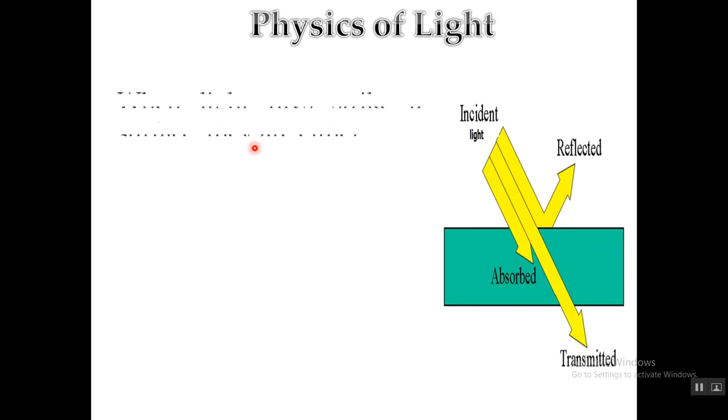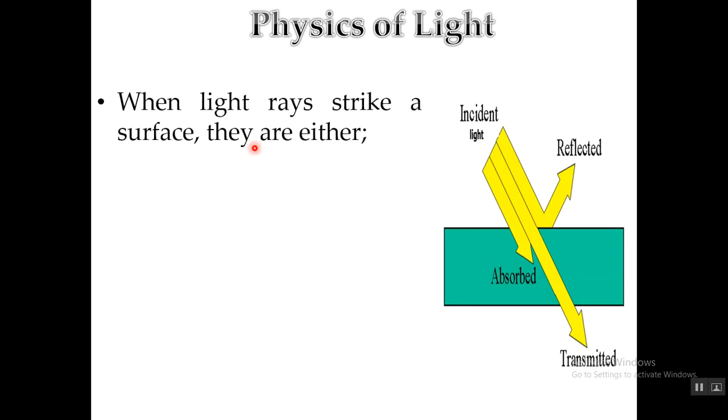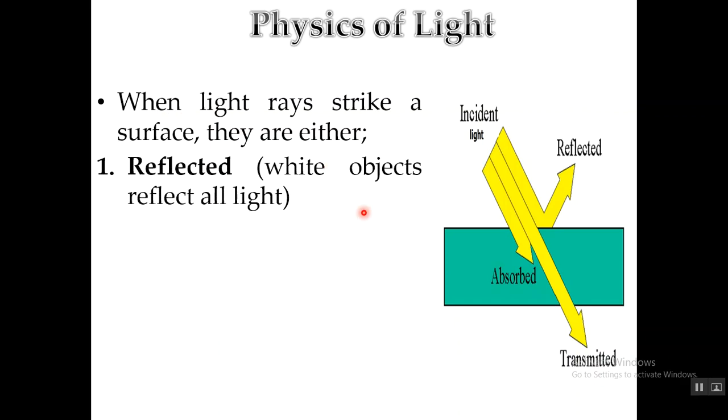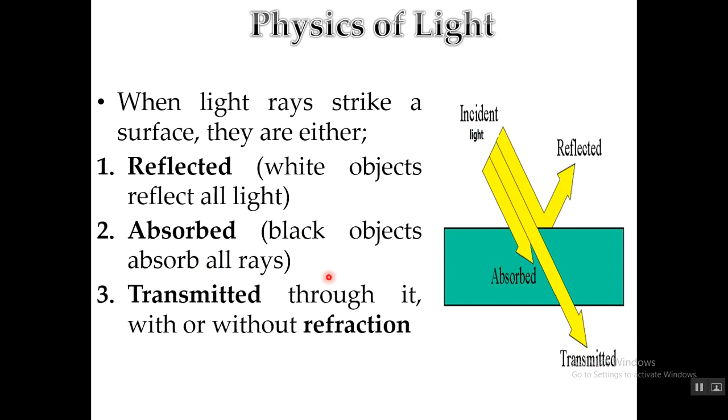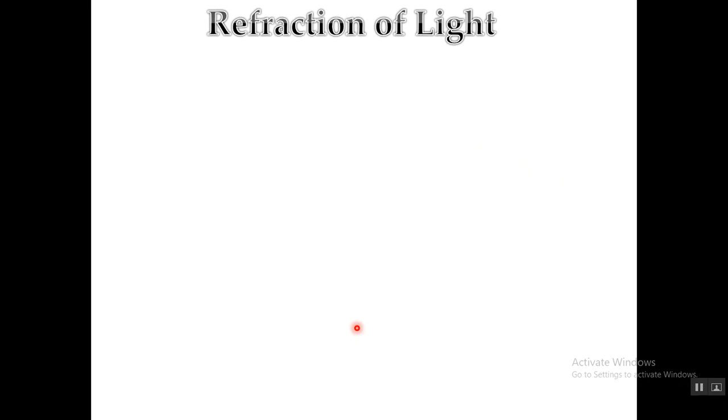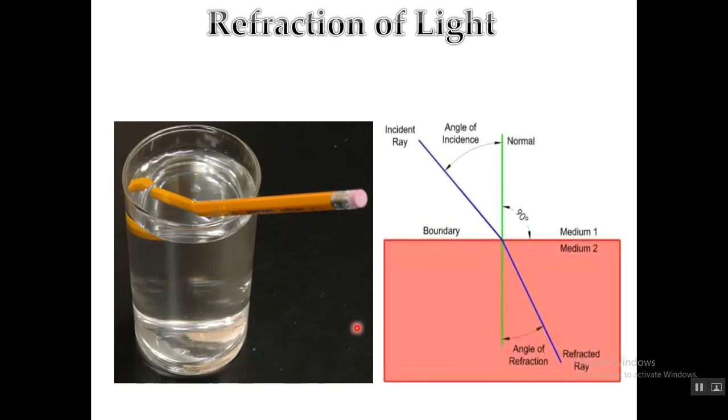What about the physics of light? When the light is transmitted from one medium to another medium or strikes another surface, it may be, number one, reflected or returned back, and this occurs in a white object. All white objects reflect all the light, or it may be absorbed by a black object. Or it may be transmitted through the object with or without refraction. What is meant by refraction of the light?